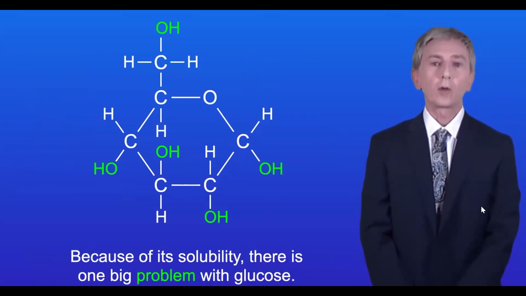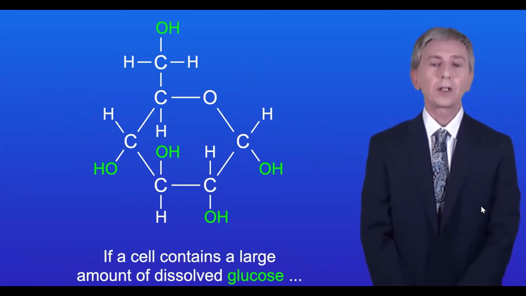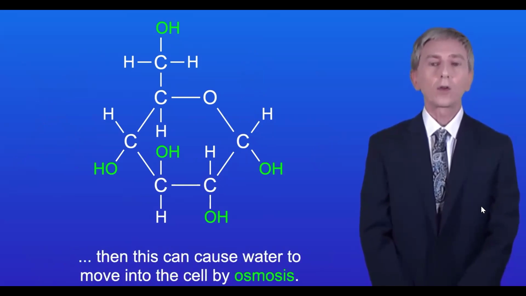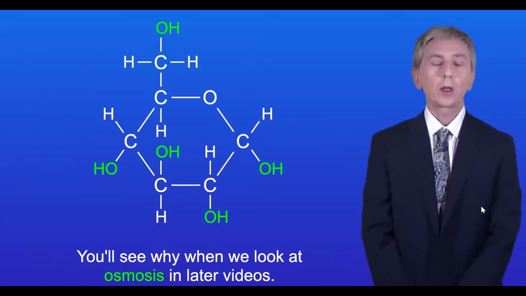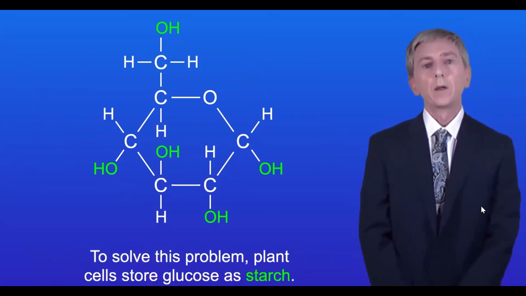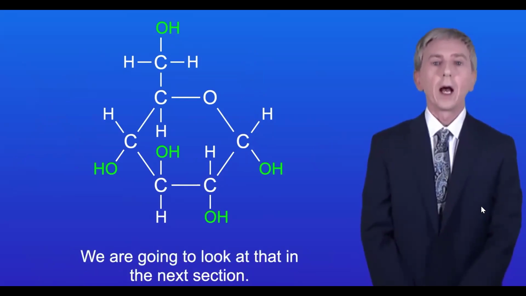Now, because of its solubility, there is one big problem with glucose. If a cell contains a large amount of dissolved glucose, then this can cause water to move into the cell by osmosis. And you'll see why when we look at osmosis in later videos. So to solve this problem, plant cells store glucose as starch, and we're going to look at that in the next section.